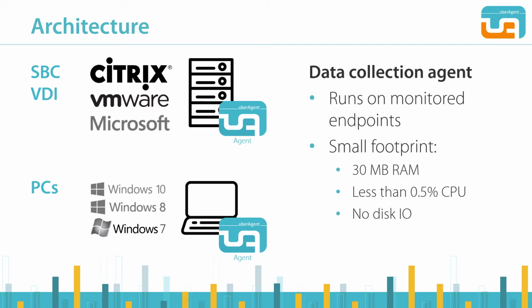If Uber Agent is running on a Citrix or VMware machine, it automatically enables various metrics which are only available on these kinds of machines. There's also Uber Agent for macOS since version 6.0 beta.